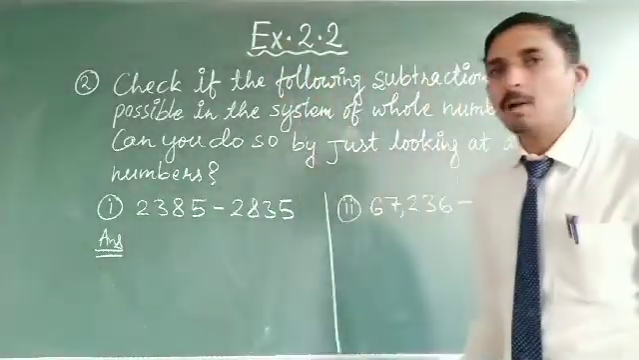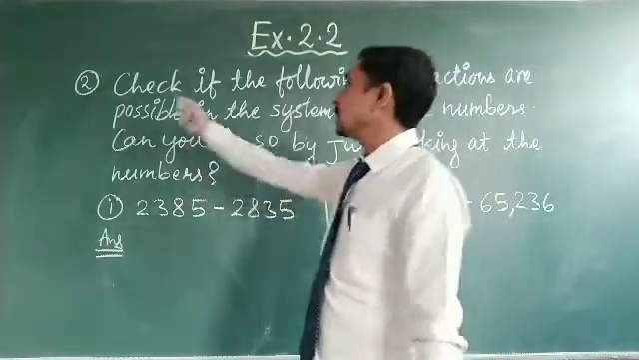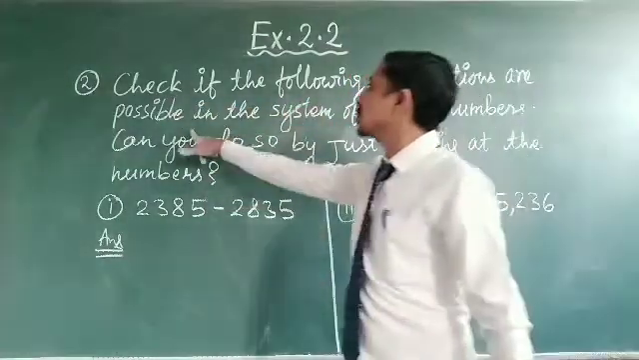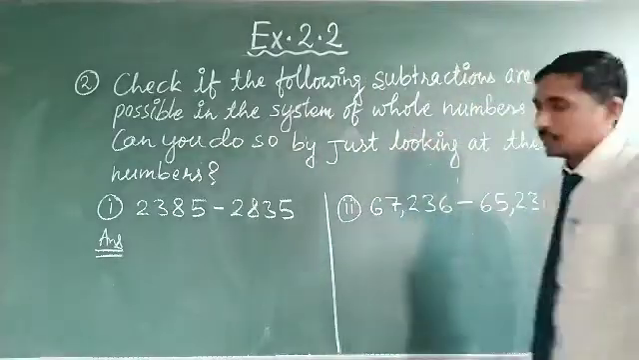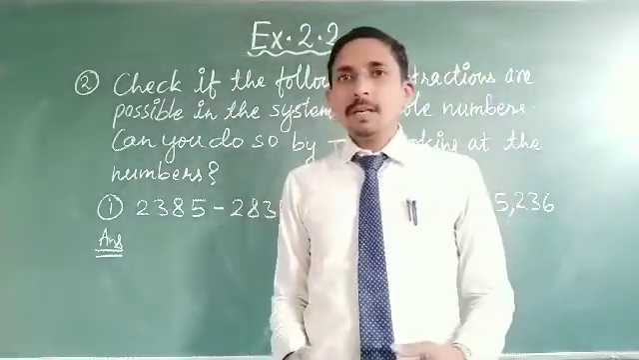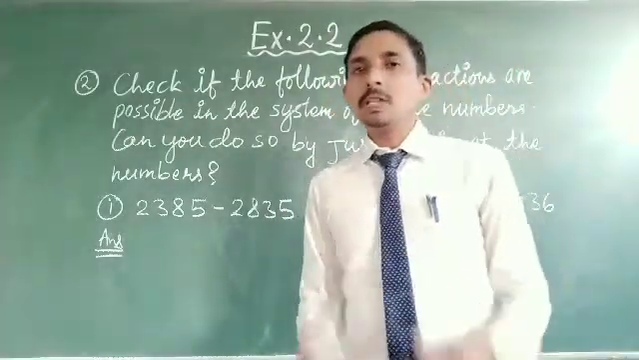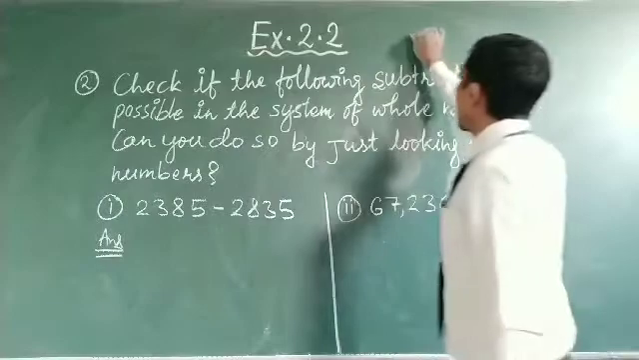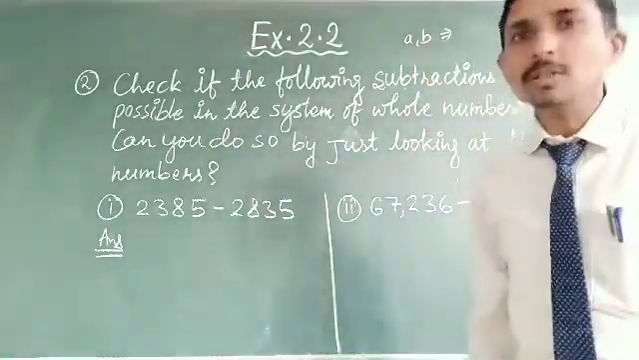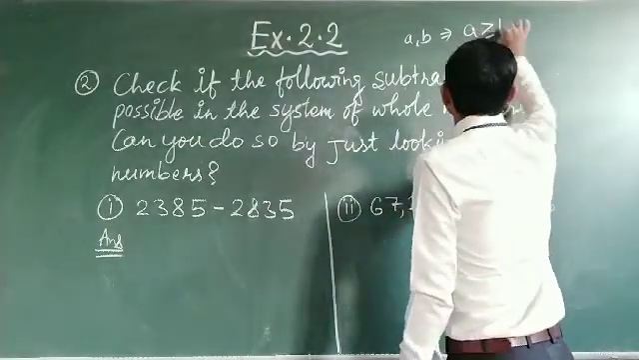Okay students, now we come to question number 2. In question number 2, the question is: check if the following subtractions are possible in the system of whole numbers. Do you know when subtraction is possible in the system of whole numbers? The condition is, if A and B are two whole numbers, then subtraction is only possible when A is greater than or equal to B.